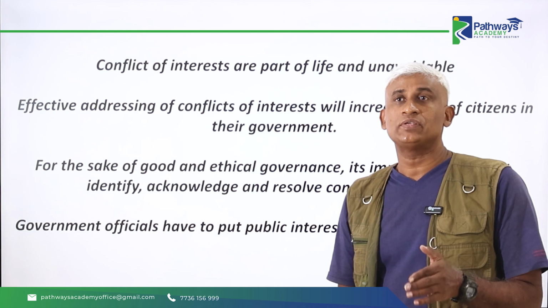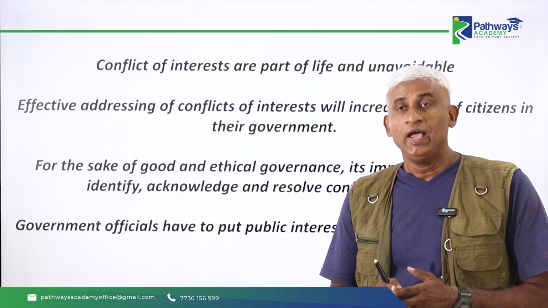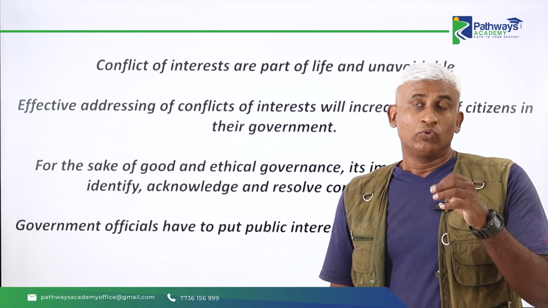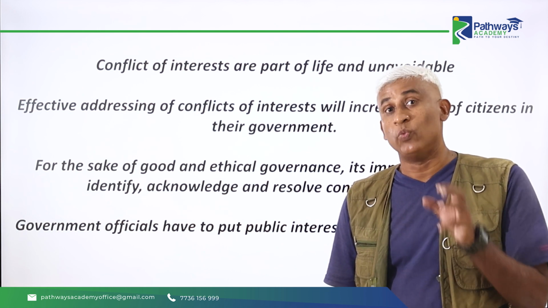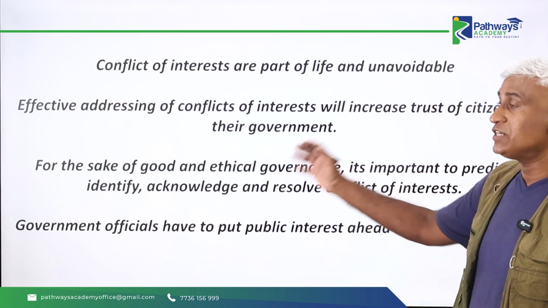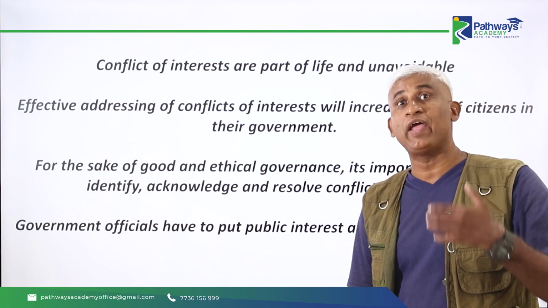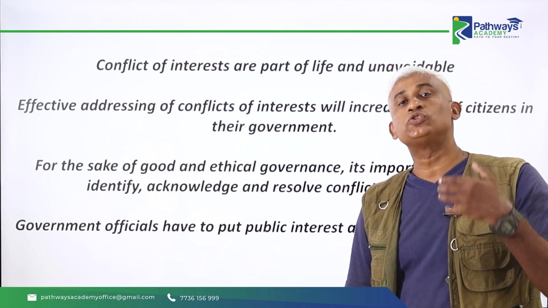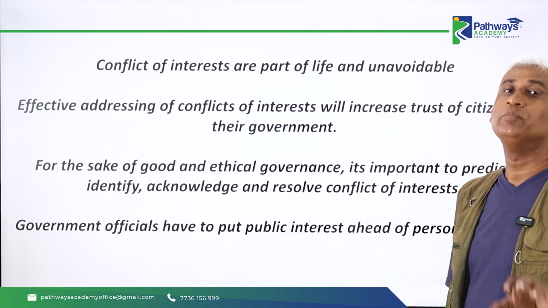Why we should take this very seriously is that conflict of interest is part of life. It's always there. And particularly when it comes to governance, you just cannot avoid it. It's all around you. To create trust among the public in government organizations, to create social capital, it's very, very important to resolve conflict of interest. Ethical governance or good governance refers to even predicting where conflict of interest can come. So you need to frame rules accordingly. You need to really identify the conflict of interest, make it transparent, and also try to resolve it. At last, what matters is public interest over personal interest.